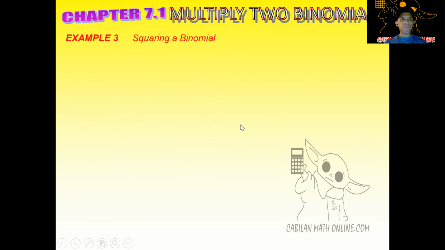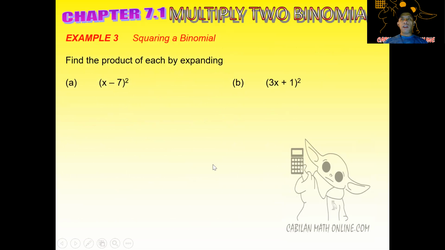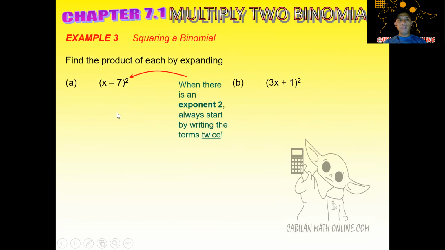So in these ones over here, the first thing you need to do is take what's inside the brackets and write it down twice. So that's our very first step. Now, notice that once you have it with the two brackets, then once again, you just perform FOIL like we did in the first set of examples here.